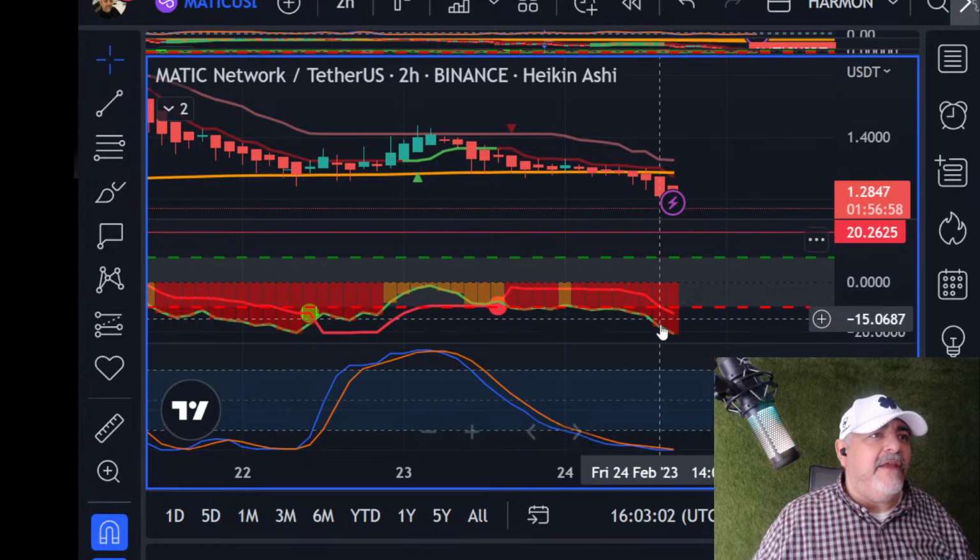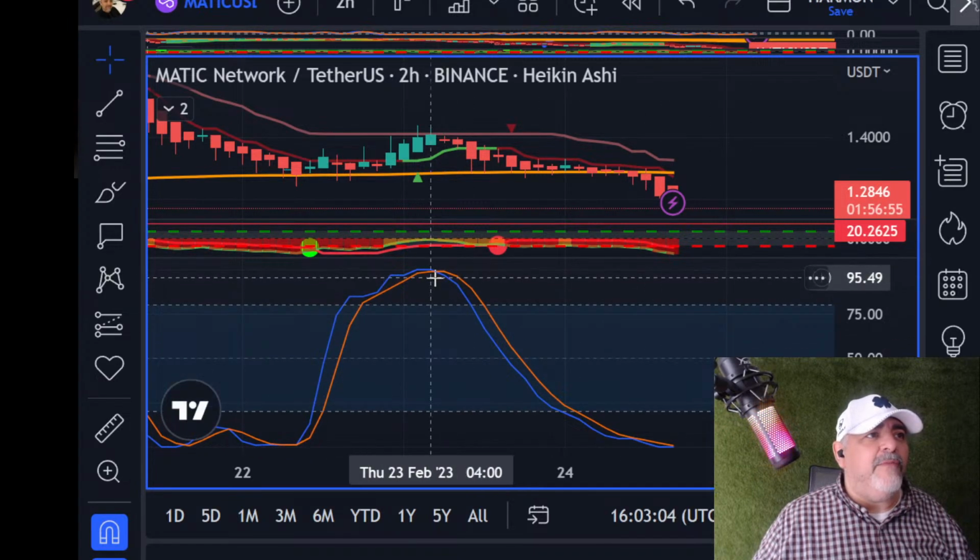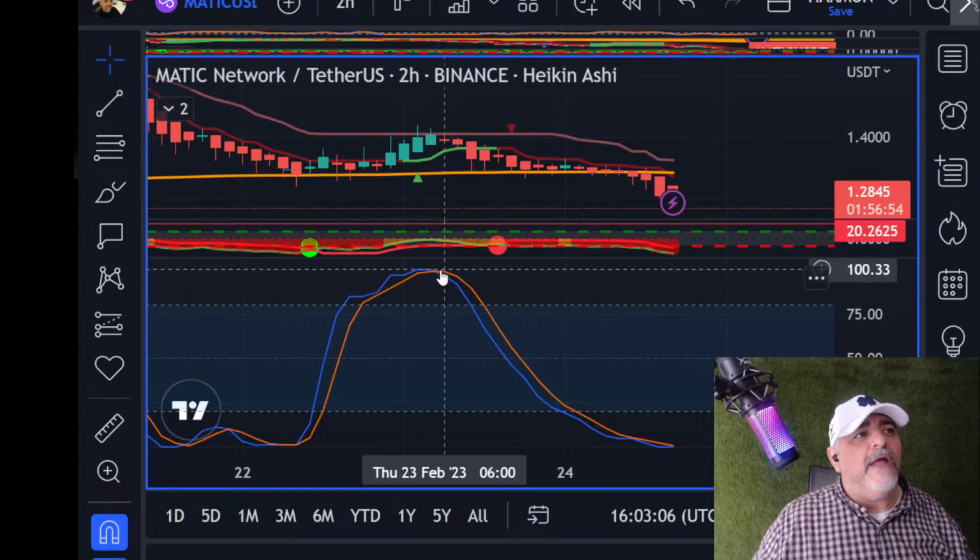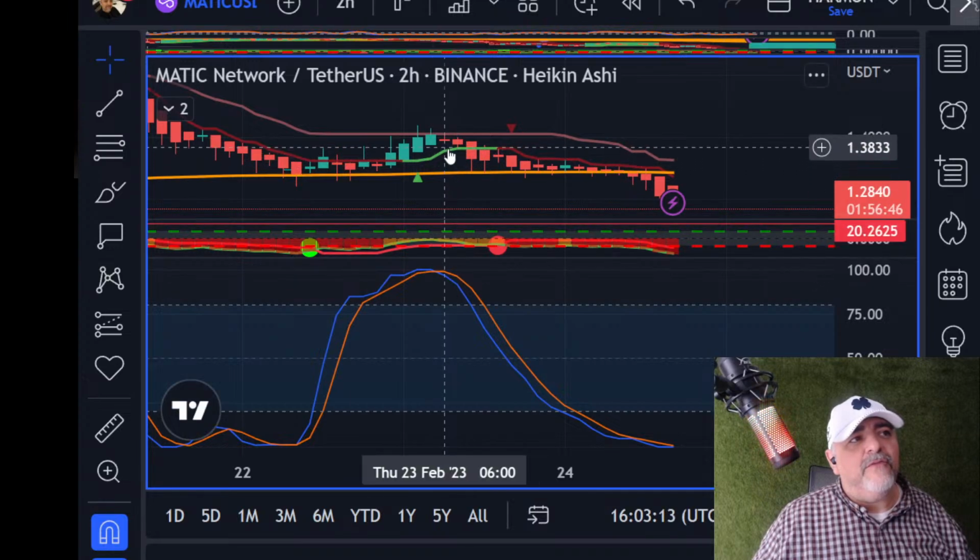And let's begin. Here's our 2-hour right here. We see the bend in the RSI on the 2-hour right at this moment. And you see right here, the blue line crosses down and it breaks the red right here. That's where we begin our short. And that is what's happening right here.